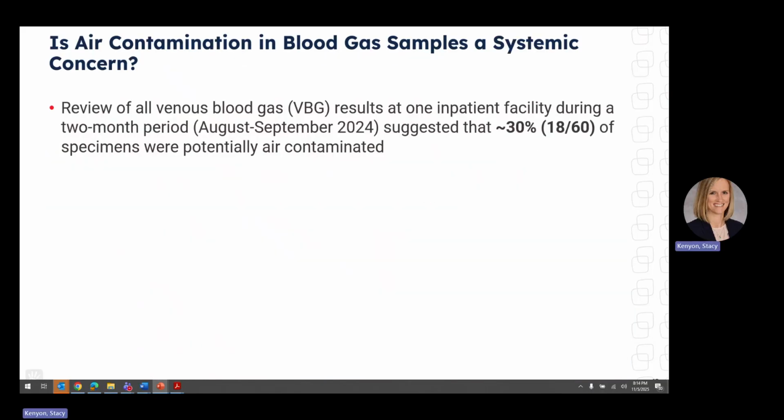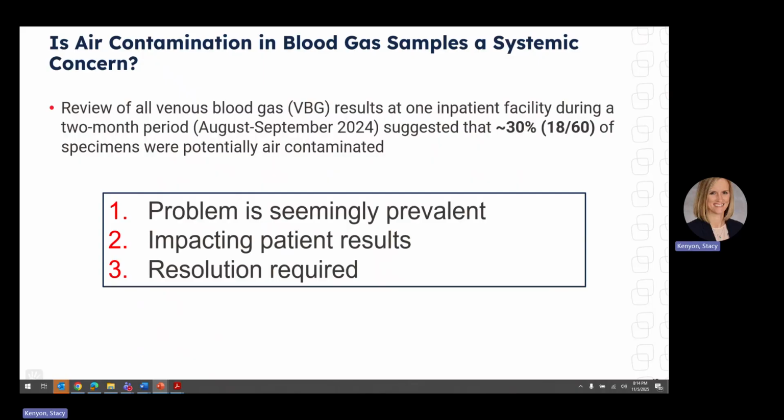So after this inquiry and the laboratory findings, we started to wonder just how prevalent air contamination was in our blood gas specimens. We ultimately pulled 2 months of blood gas data from this facility specifically, where this case originated, and what we found was that approximately 30% of blood gas specimens had potential air contamination. What this told us was that we have a problem that is seemingly rather prevalent.